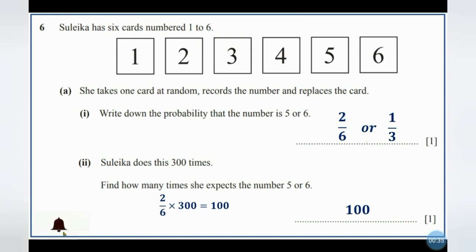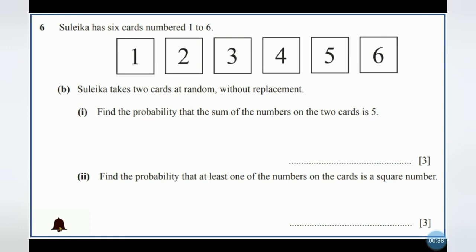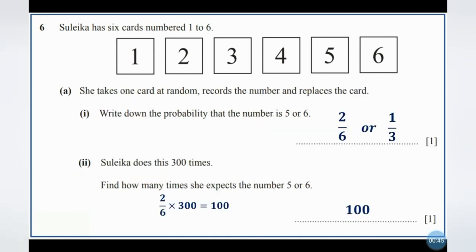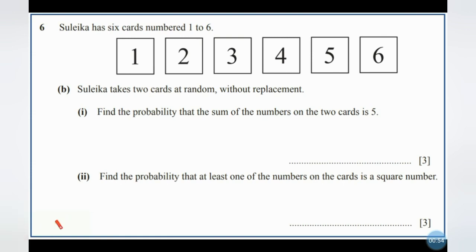Let's move on to letter B. Suleika takes 2 cards at random without replacement. So, the first problem a while ago is she will take 1 card and then bring it back, so it can be replaced. But in letter B, Suleika takes 2 cards at random and then it cannot be replaced anymore. So there's a big difference between with replacement and without replacement when you are dealing with probability.